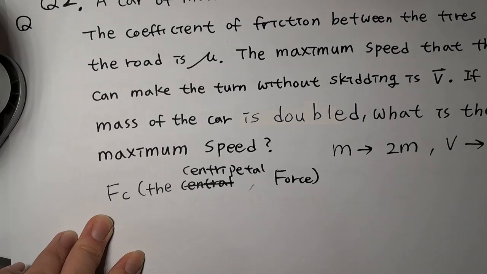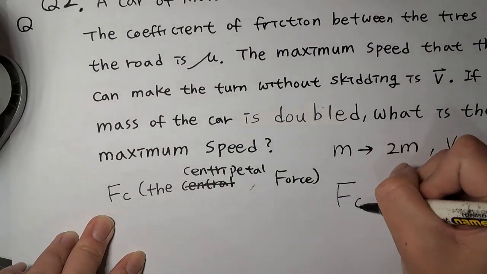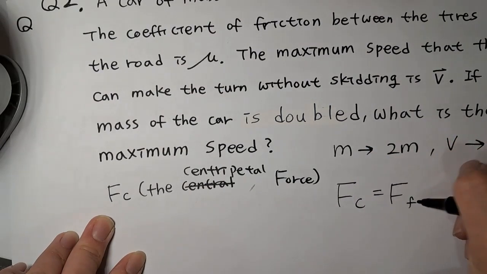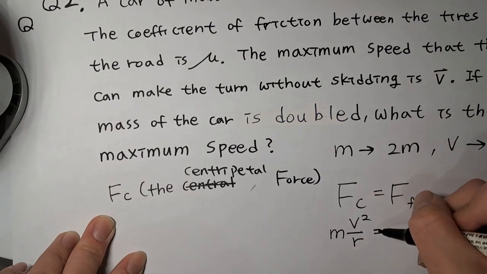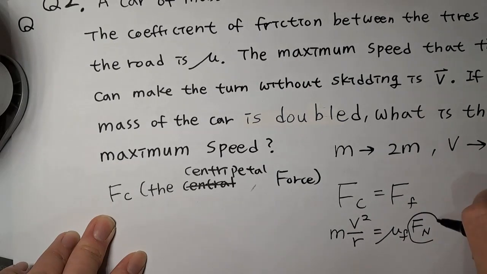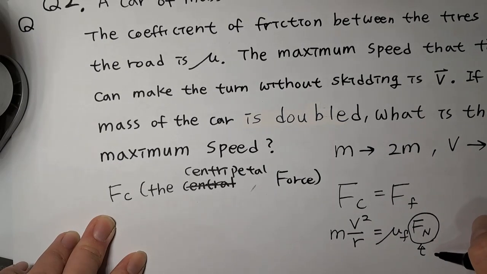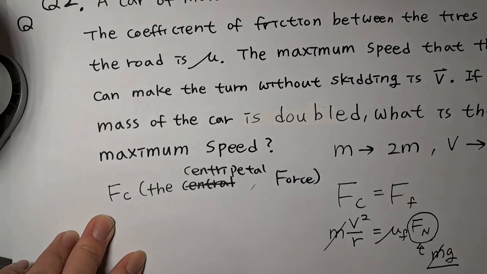For a car making a turn, the force acting toward the center of the turn is friction. So the central force is equal to the friction force. This is the friction force, and this normal force is being applied to this equation. So this cancels out. Yes, this cancels out.